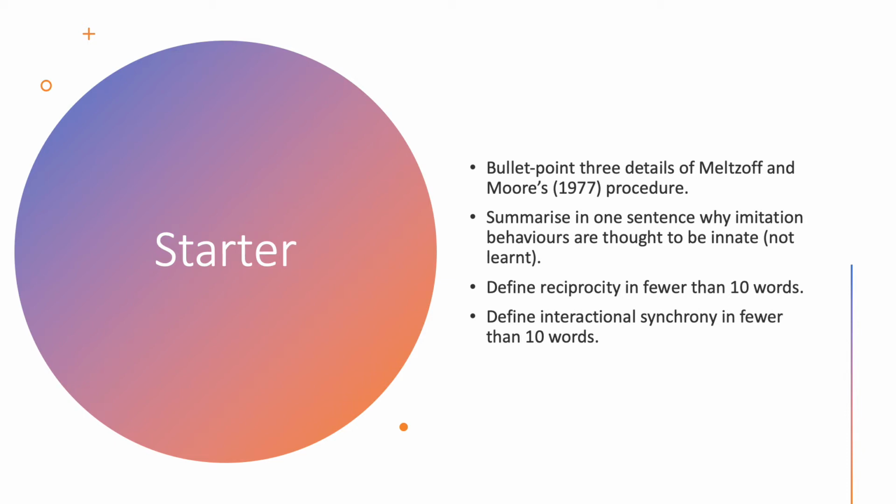Reciprocity. I think I've got more than 10 words here, but I'll accept that: where an infant responds to the actions of another person, or you could have said when the actions of one person elicits a response from the other. Interactional synchrony is where the infant mirrors the actions of another person.